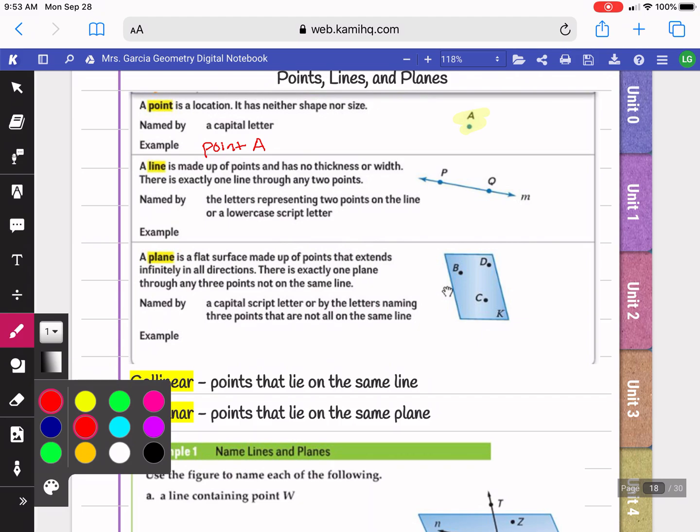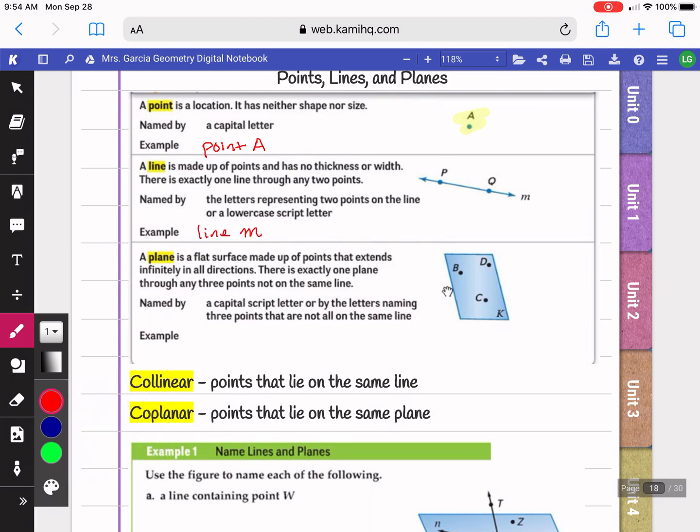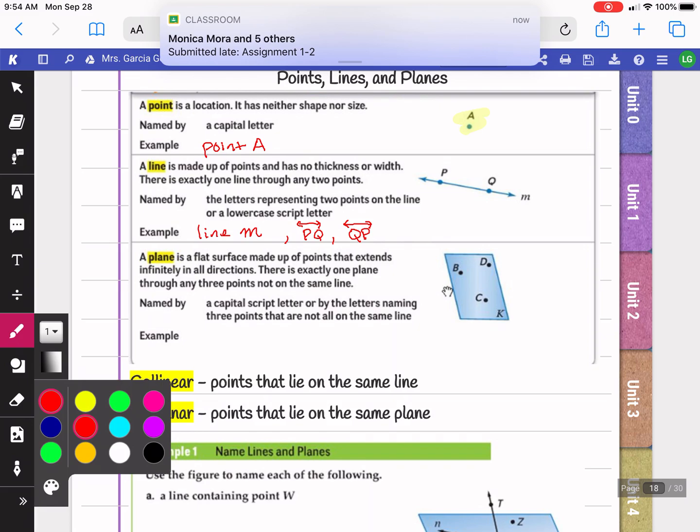And there's several ways you can name these. One of them is you can say line M with a lowercase italic looking M. You can also use 2 points on a line to name a line. So you could say line PQ. You just have to have the line symbol on top. You could also call it line QP with a line symbol on top. So it's okay to use 2 letters to name a line as long as you have the line symbol above.